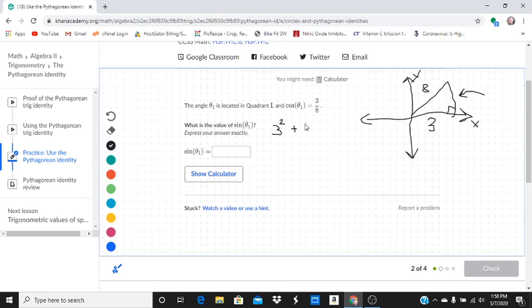So we're going to say 3 squared plus, our Pythagorean theorem, plus b squared equals 8 squared. So 3 squared is 9 plus b squared equals 8 squared is 64. Subtract 9 from both sides. B squared is going to equal 55.